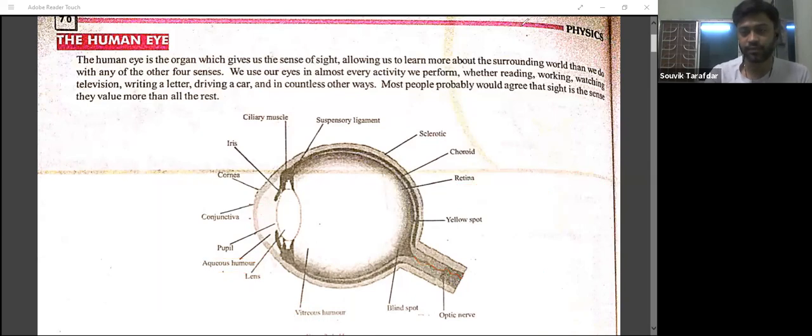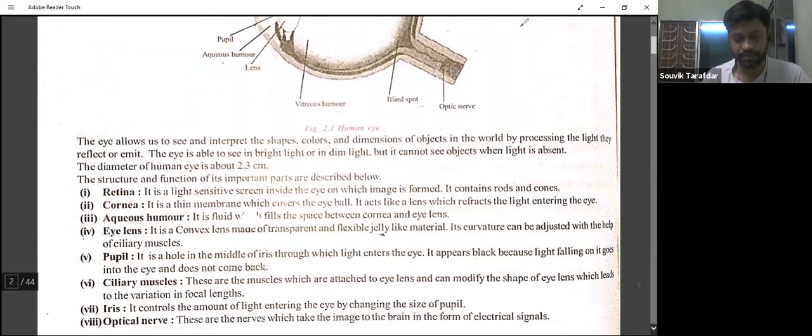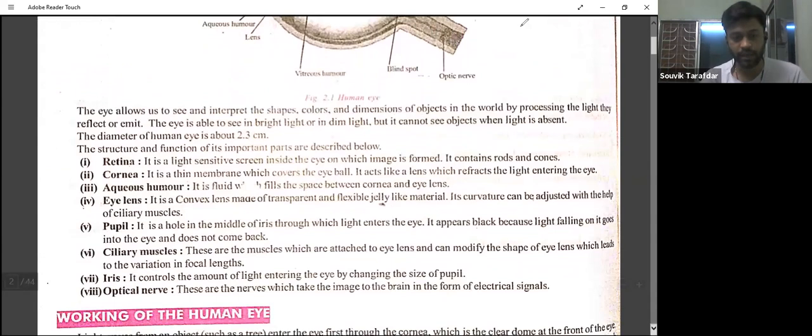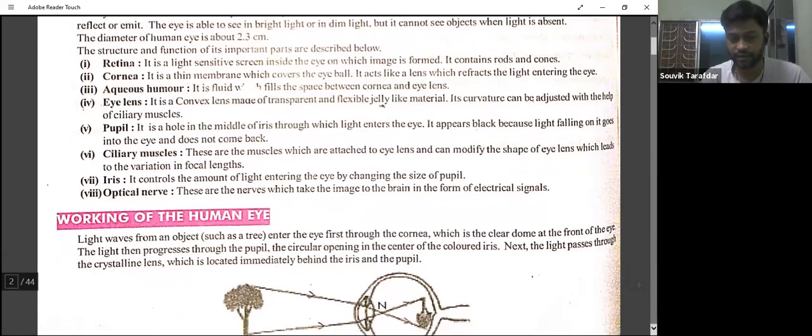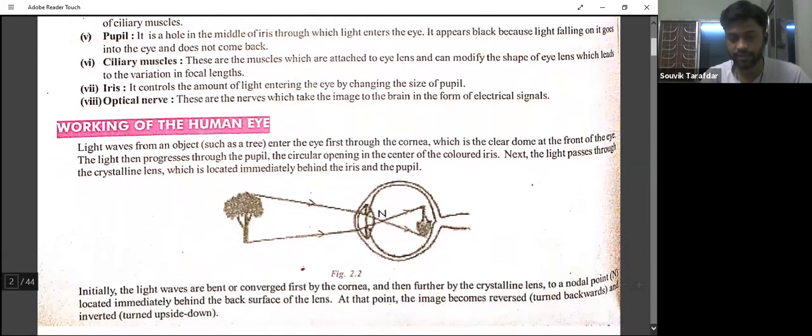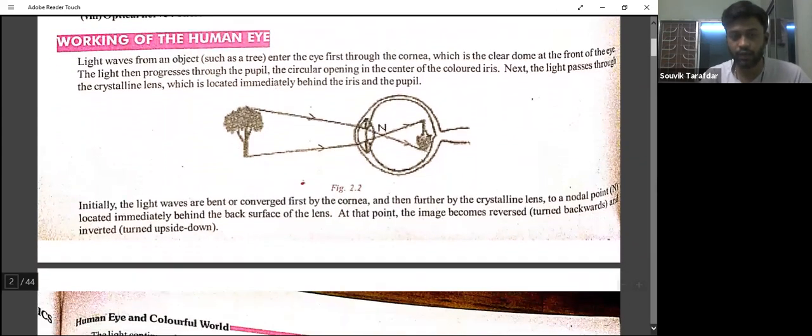Now let's come to the next topic. Whatever I told about the retina, cornea, aqueous humor, eyelids, pupil, ciliary muscle, iris, optic nerve, is only briefly told over here. They have just given the definition, but I elaborated. Understood? Now I will take the working of the human eye.